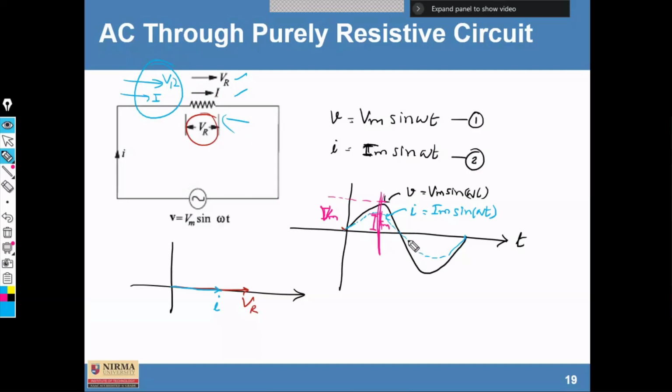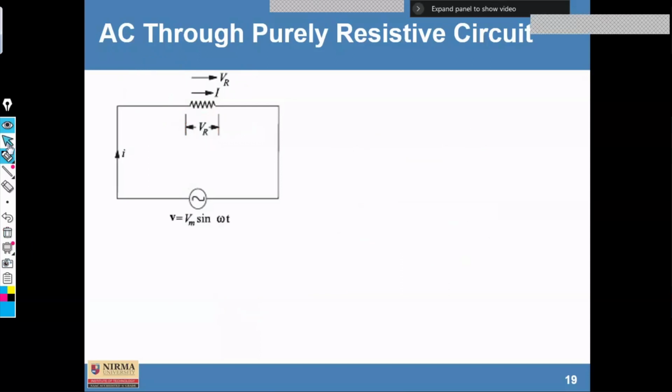We are also going to discuss the power consumed in a purely resistive circuit, purely inductive circuit, and purely capacitive circuit. After we discuss all those passive components, we are going to have the power equations. So this is regarding AC through a purely resistive circuit.